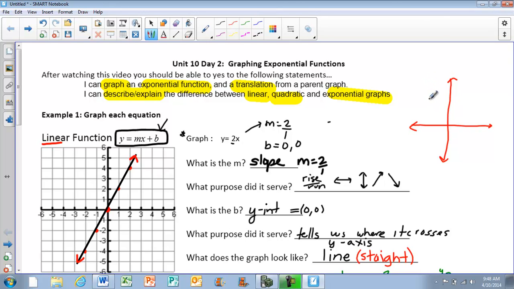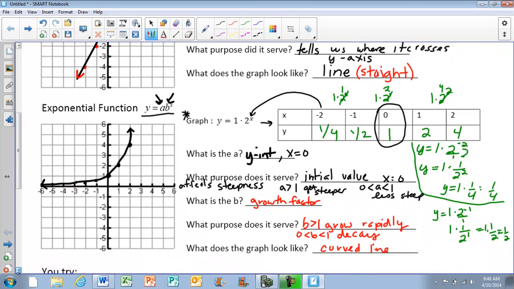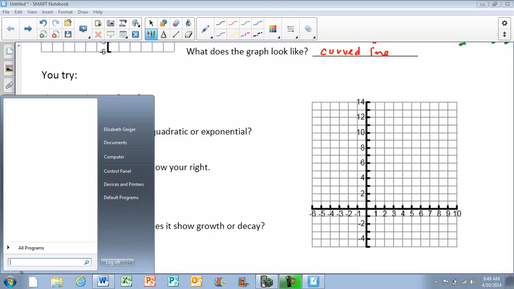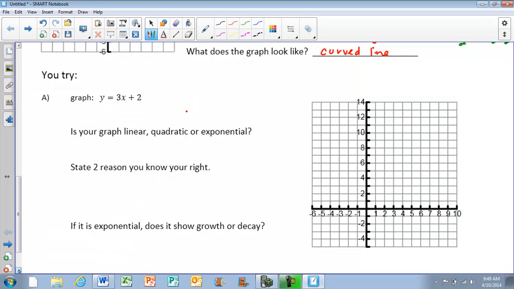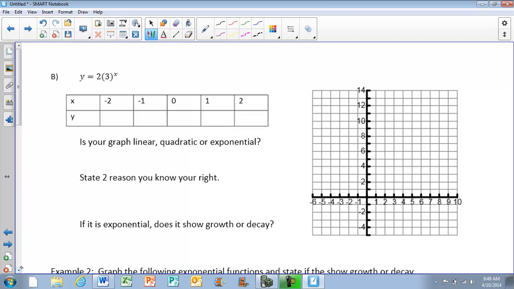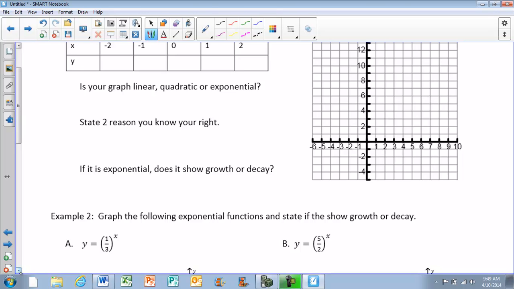What it looks like, well, last chapter, is a parabola. So we have a U-shaped line, a straight line, and a curved line. If you were given a picture of different graphs, you'd be able to decipher just by looking at what it looks like. Okay. Those tries you're going to be doing in class tomorrow, so skip those next two. Go on down to example 2.